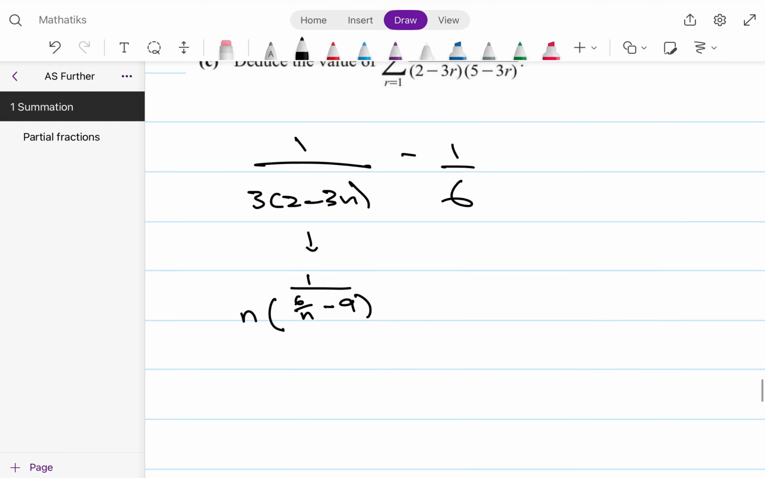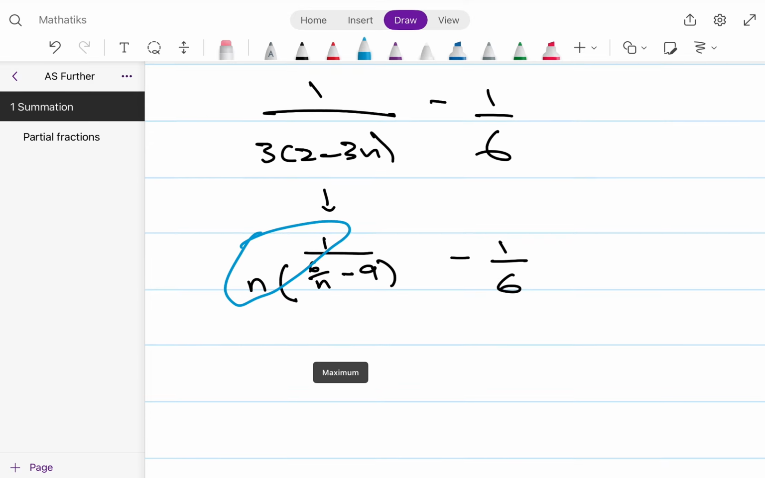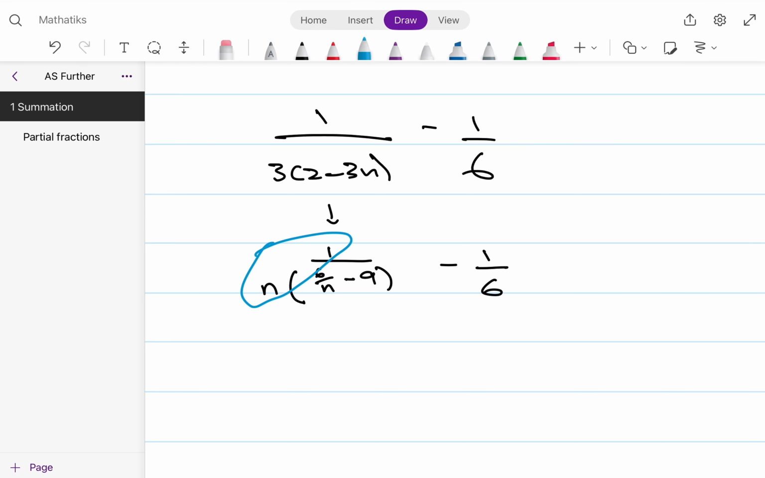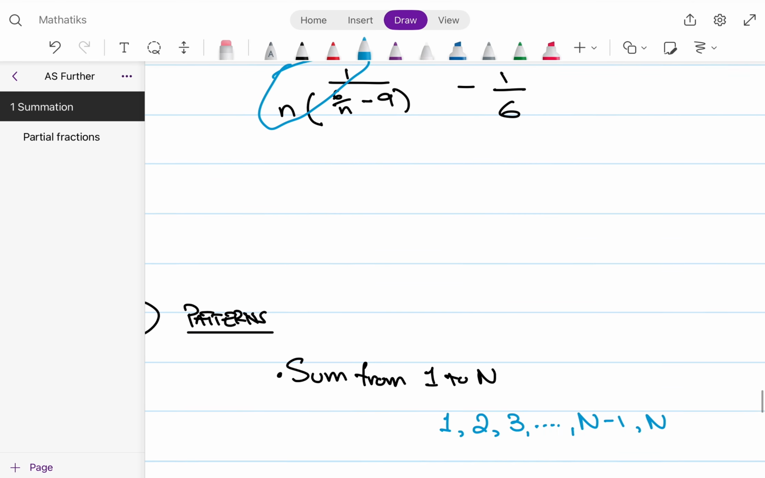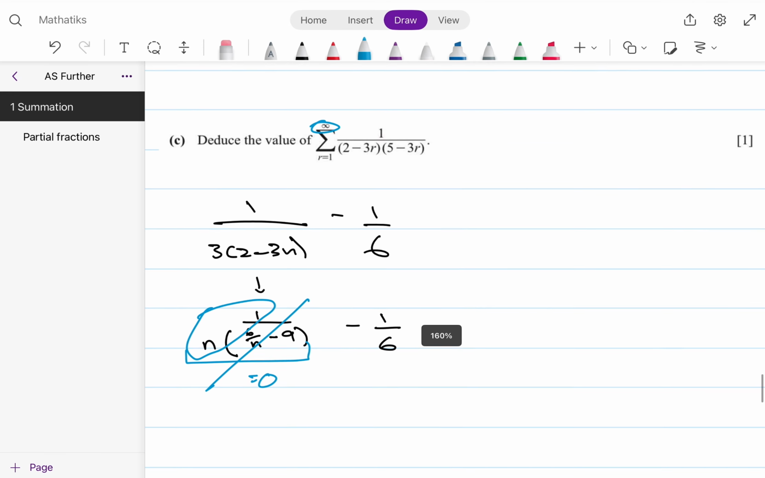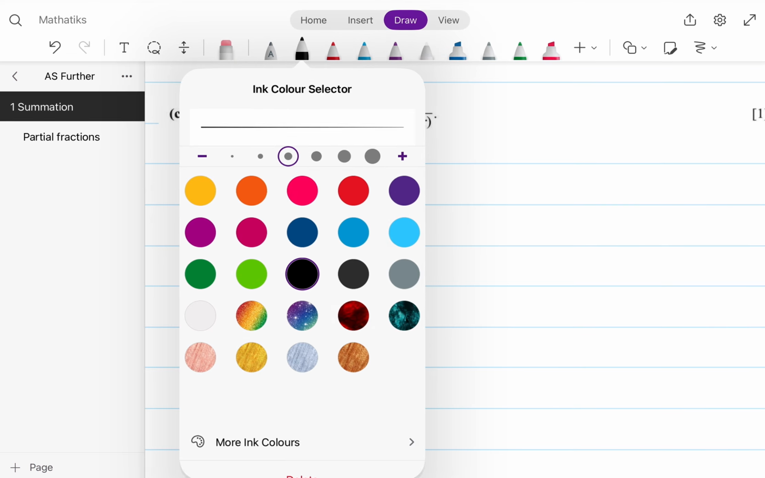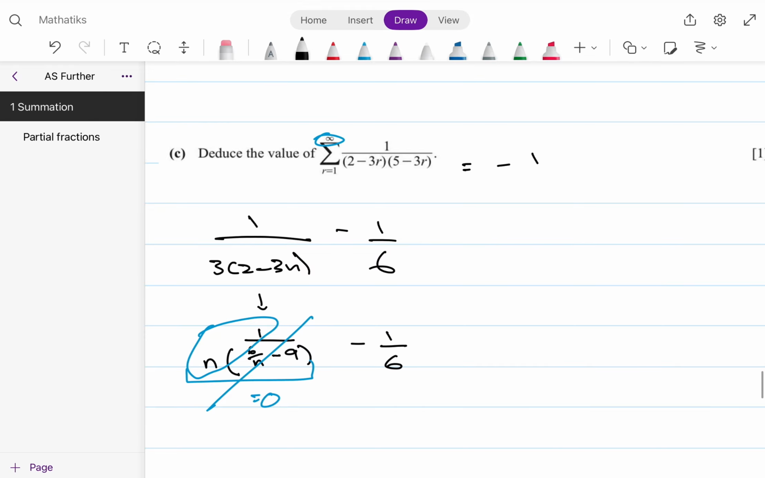As n gets infinitely larger, 1 upon n is going to approach 0, right? Your final limit is infinity. So as n approaches infinity, your 1 upon n is going to approach 0, as we saw here, which means this entire expression is just going to become equal to 0. So this is all going to cancel out, which means the only thing left in your sum is 1 upon 6. So the value of this is just minus 1 upon 6.